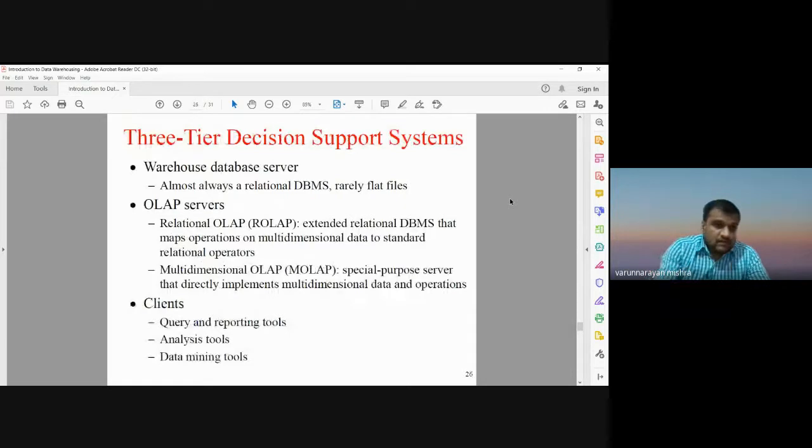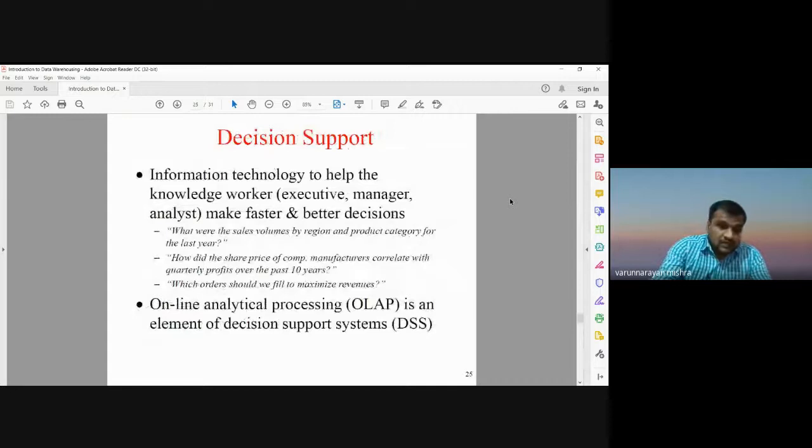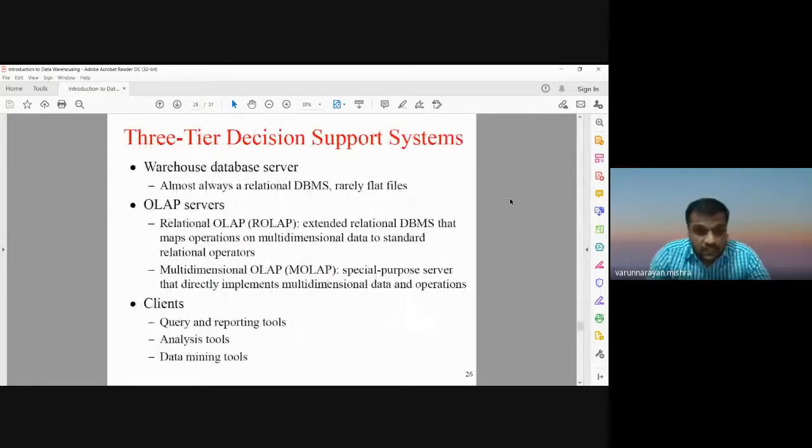When we talk about this OLAP, as we know, OLAP is a part of decision support system. So decision support system is a three-tier process. It may have the warehouse database server, that's almost always a relational database management system. It is rarely flat files. OLAP servers, online analytical processing.